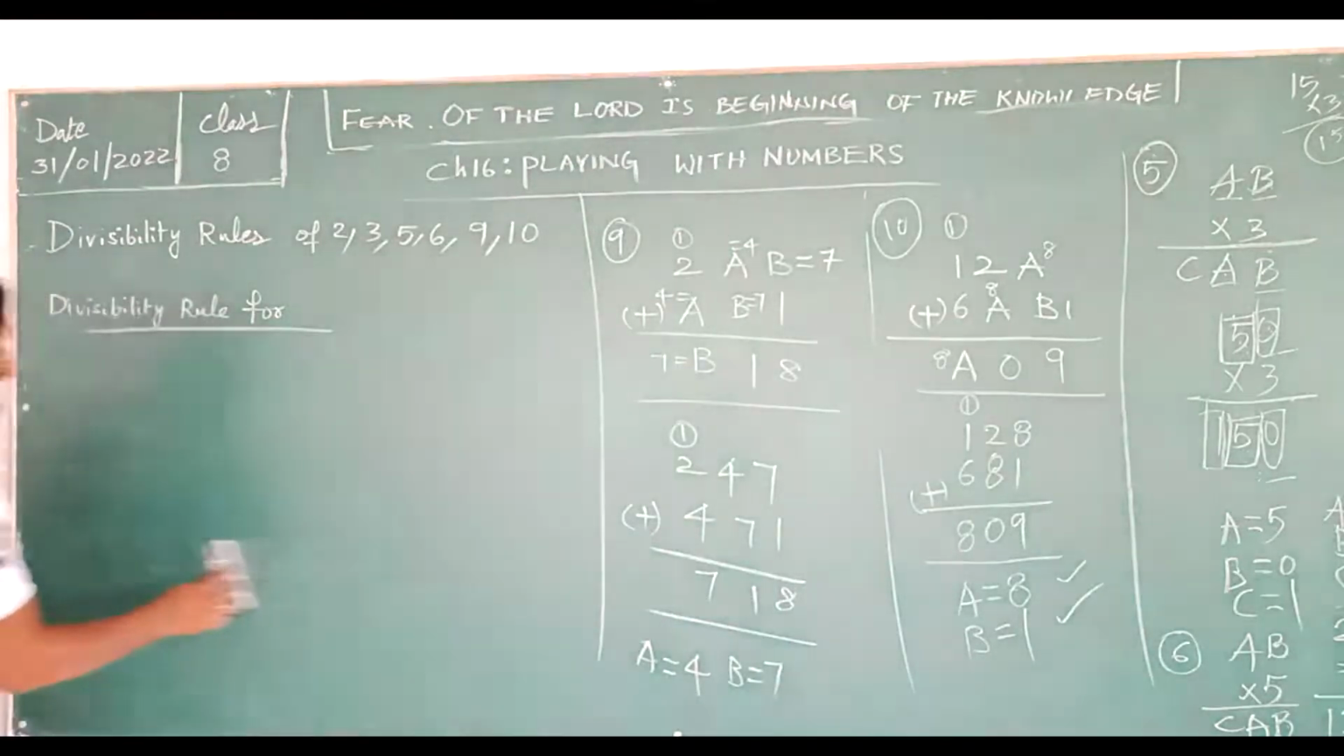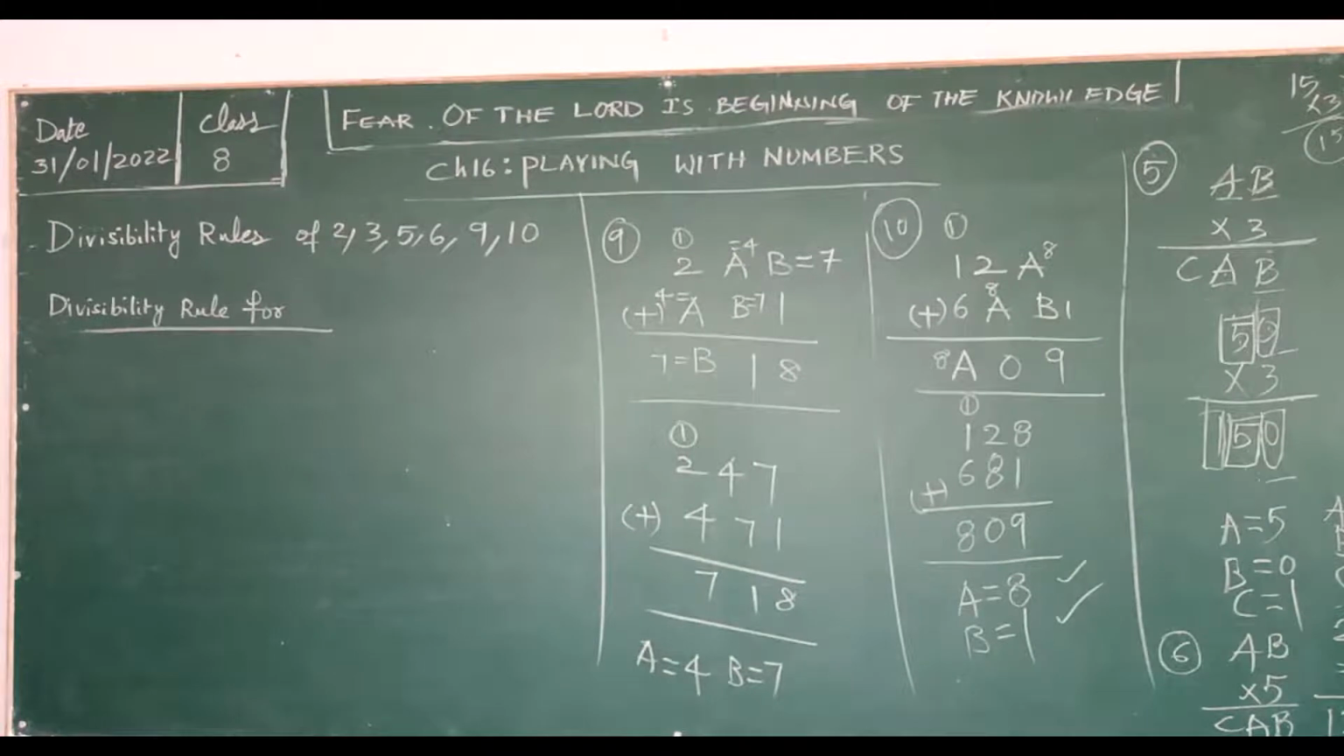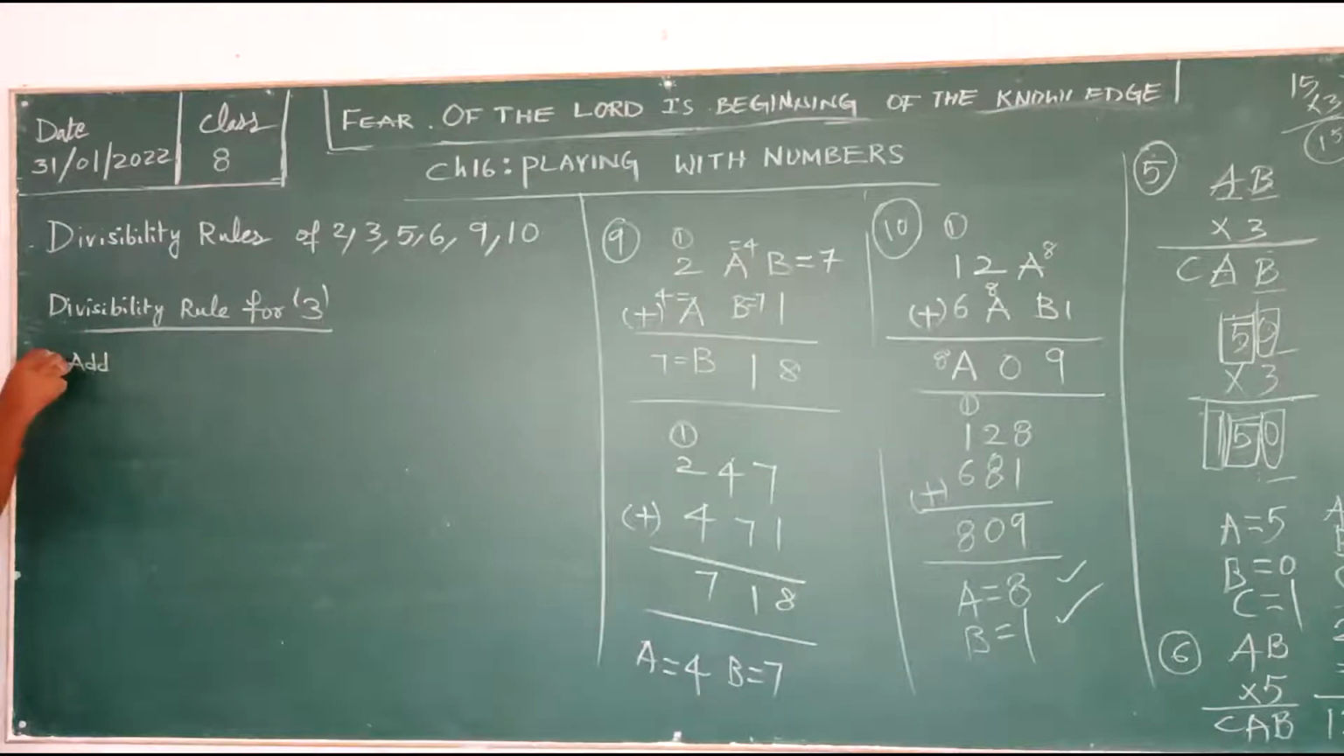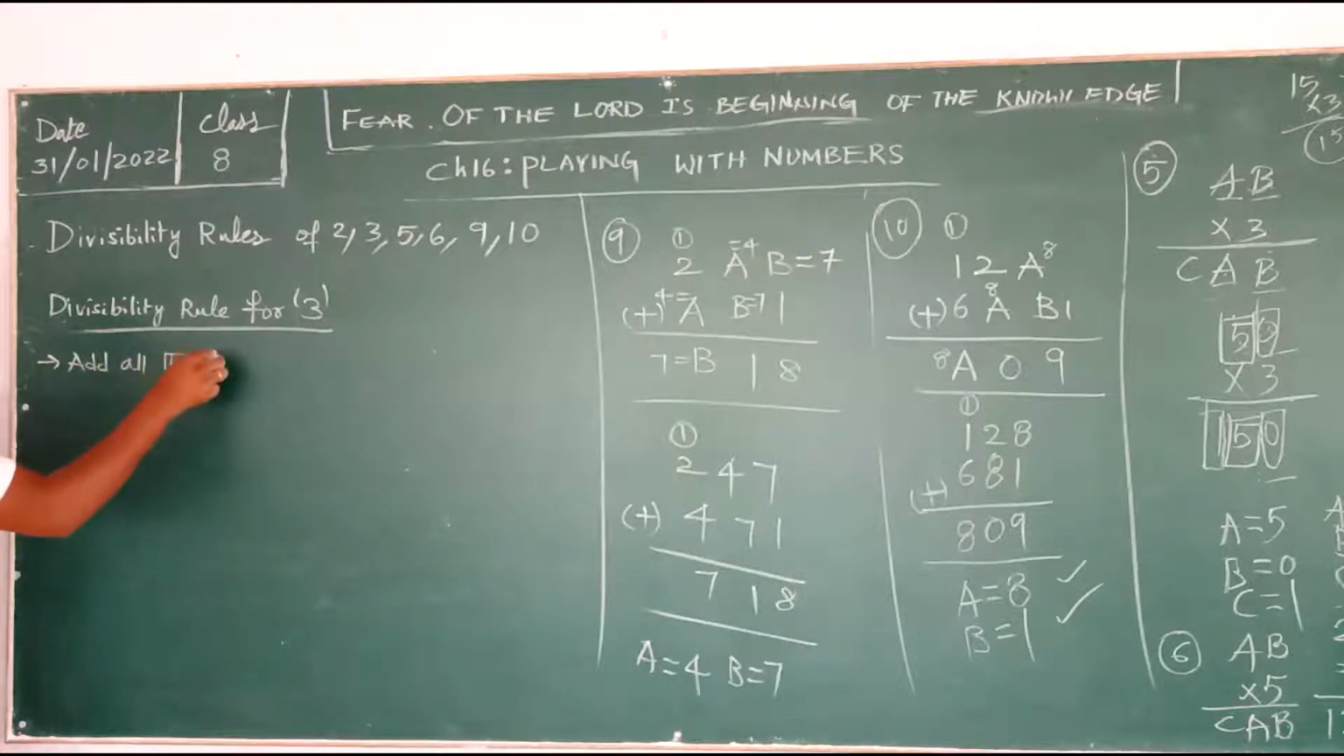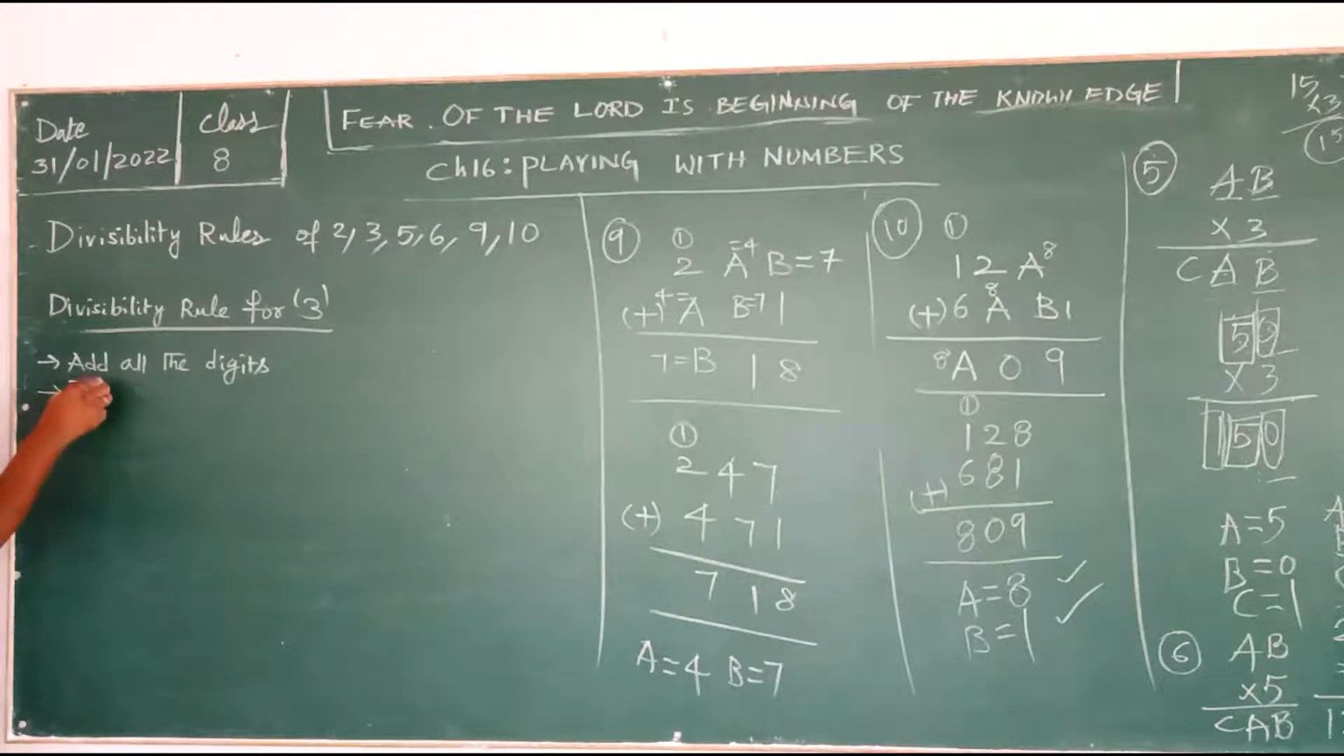Next one. Divisibility rule for 3. The divisibility rule for 3 procedure is different. First, whatever number is given, add all the digits. First step, add all the digits.